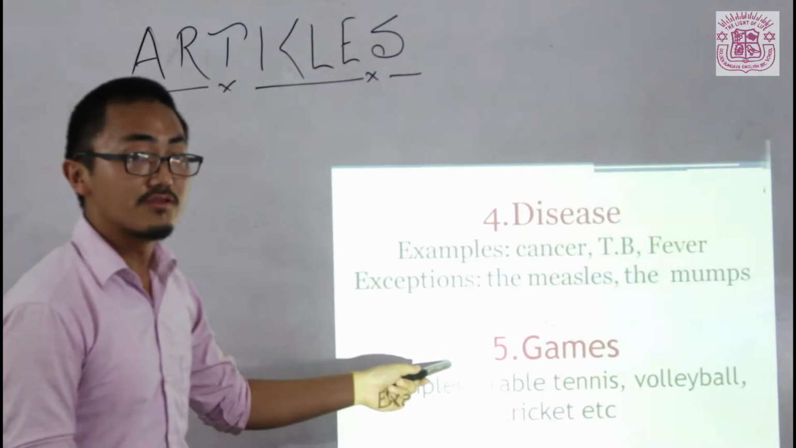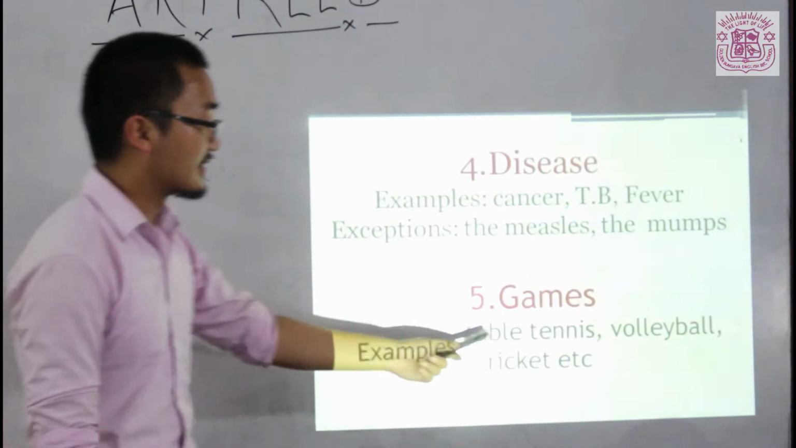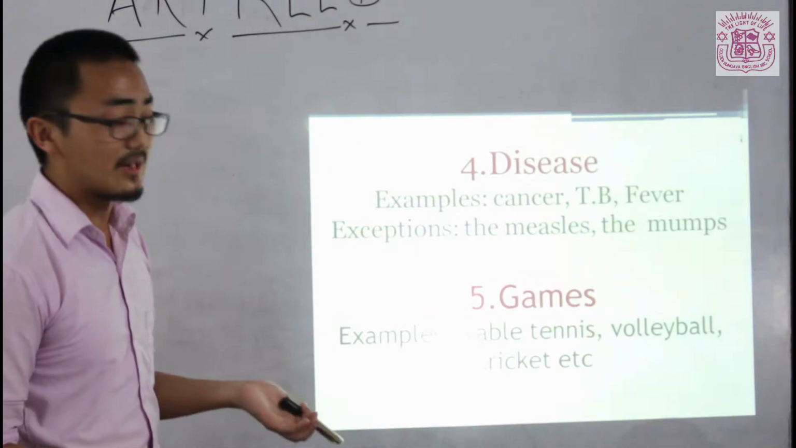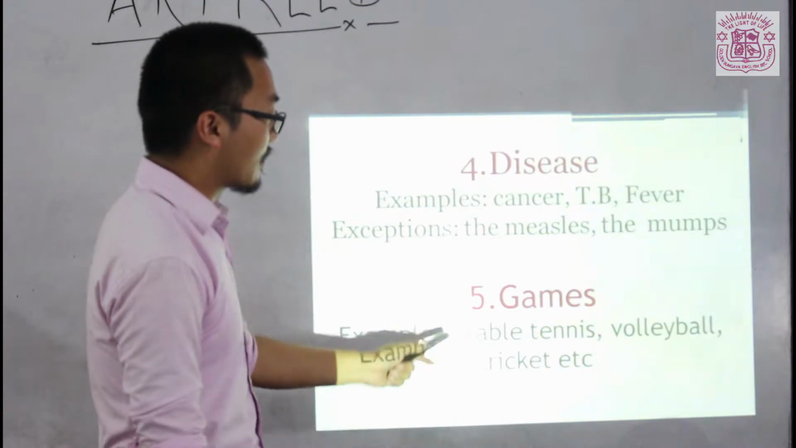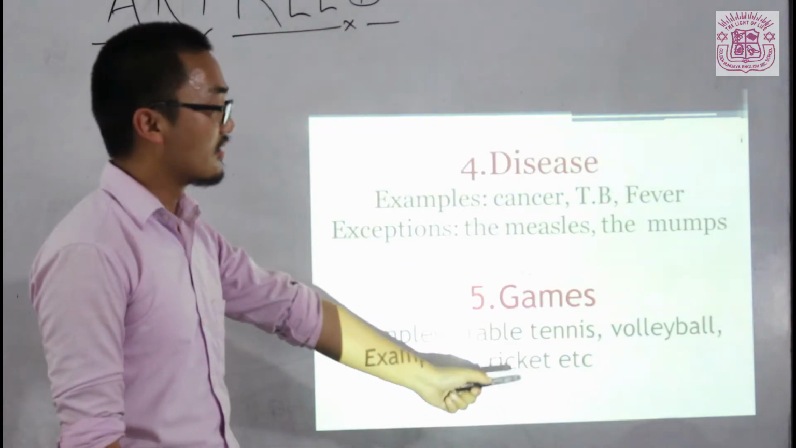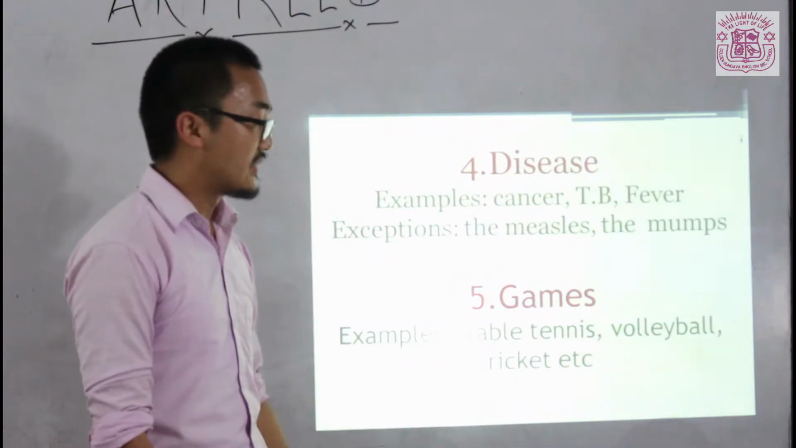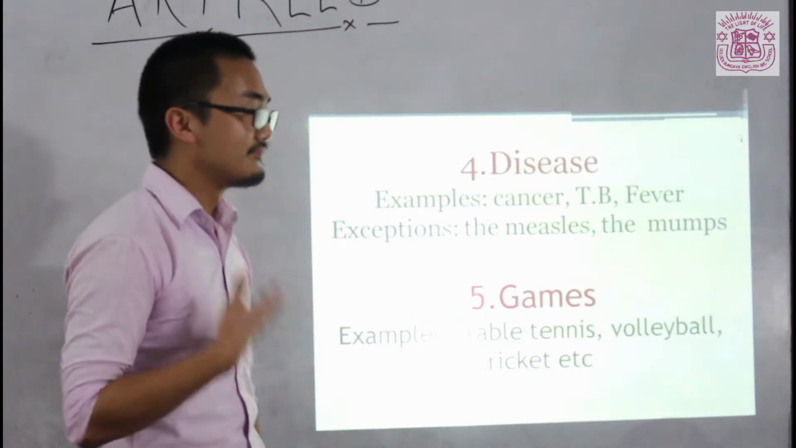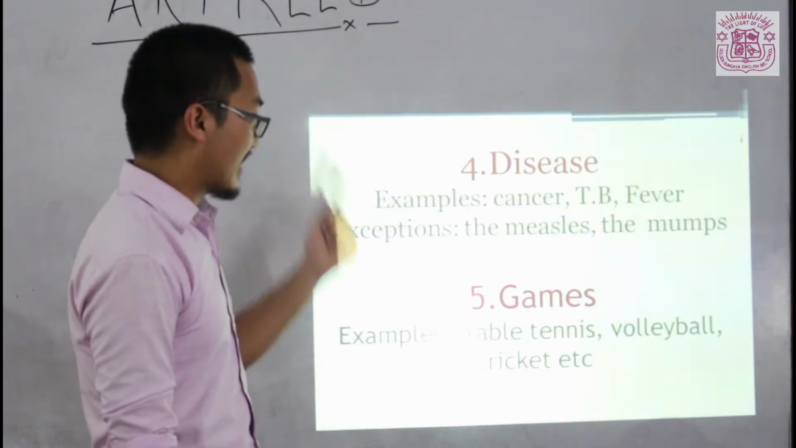Now you can see in front of the games too, we don't use any kind of articles, like table tennis, volleyball, cricket. For example, if I make one sentence to make you more clear: students are playing table tennis. We don't say students are playing the table tennis or students are playing a table tennis, because we don't use any kind of articles in front of the games too. You can see here volleyball, cricket.